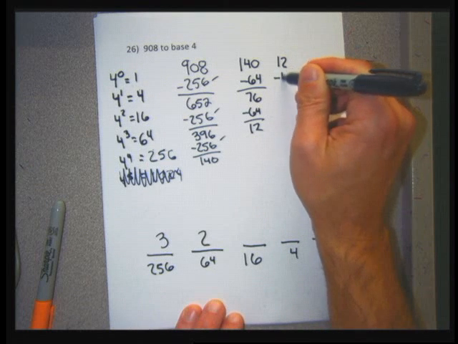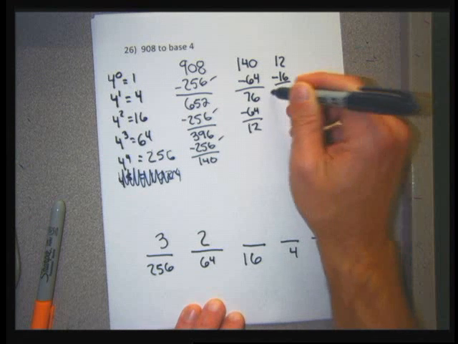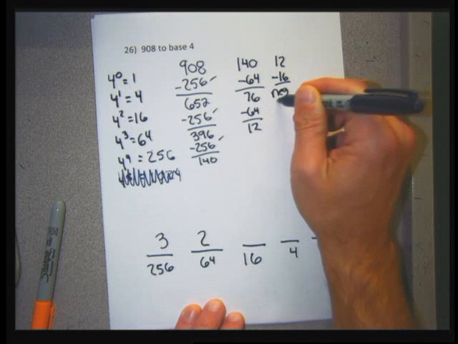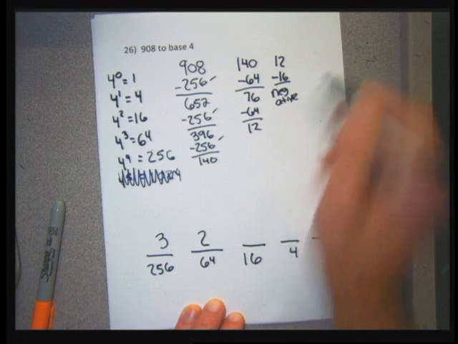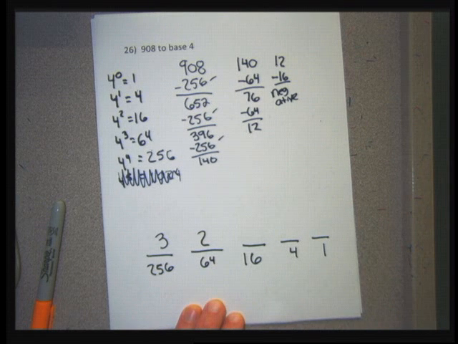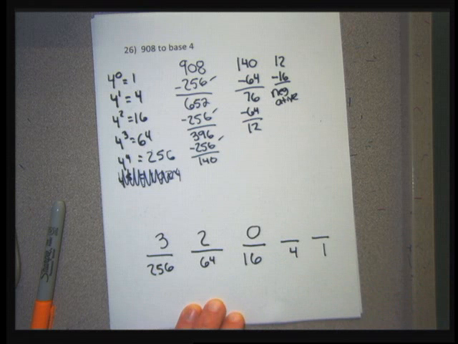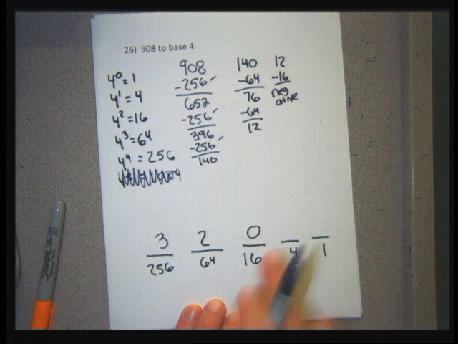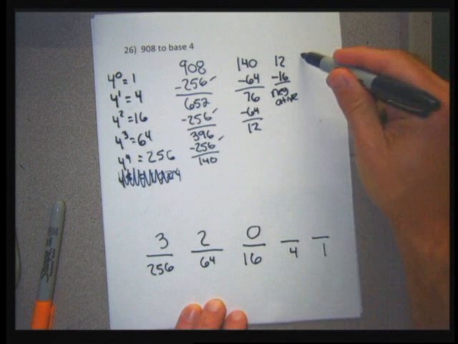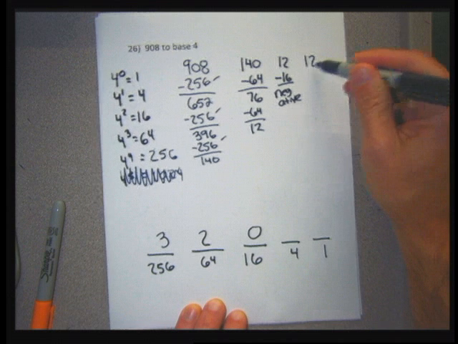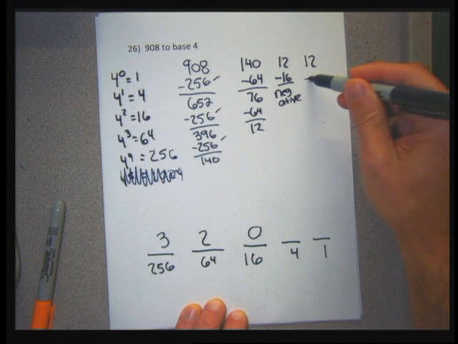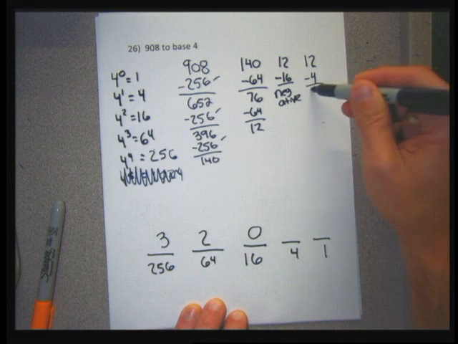The next number I'm supposed to subtract is 16. If I try to subtract 16 from 12, I get a negative 4. So I'm not allowed to subtract 16. I'm going to say I can subtract 16 0 times. Done with the 16 because I wasn't able to subtract it, but I did put a 0 in its spot because I need a spot for every number. Now I'm going to start subtracting 4. I'm going to go 12 minus 4 is 8.